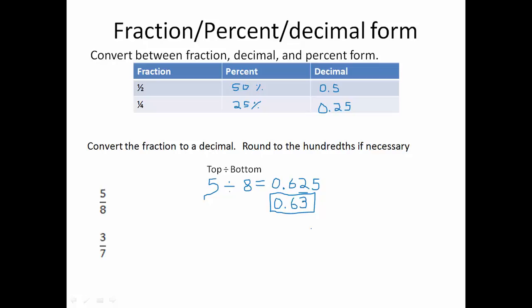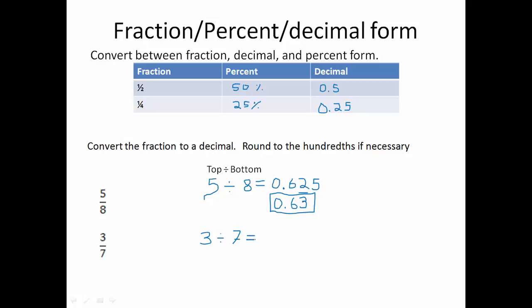Alright, hit the pause button on this and try the fraction below, 3/7. See if you can convert that to a decimal, and then we'll go ahead and resume play and see if I get the same answer. Did you try it out? Let's see what we get. Same as before, top number divided by bottom number, so 3 divided by 7.